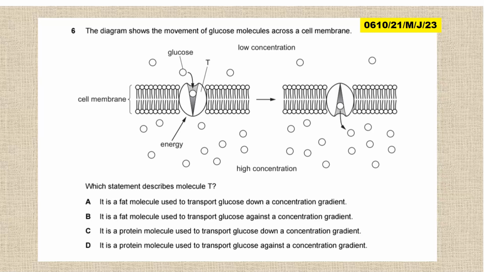Which statement describes T? So T is the protein carrier. It's not a fat molecule, but it's a protein molecule used to transport glucose down the concentration gradient. Is it down? No, it's against. Used to transport glucose against the concentration gradient.